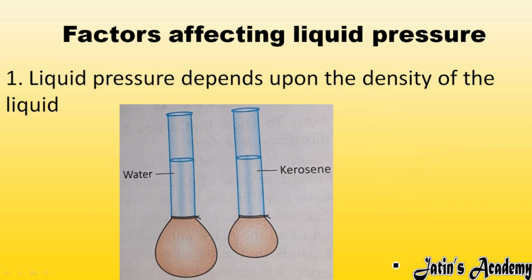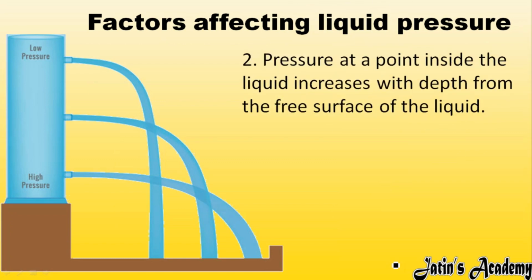Next, the second factor: pressure at a point inside a liquid increases with depth. When we go further down into the sea or into any container, for example, in this container where water is poured, at the base of the container the pressure exerted by the liquid is at its maximum. Here the pressure is very high, but at the upper point the pressure is very low. So when we go deeper and deeper below the surface of a liquid, the pressure exerted by the liquid is very high. It increases with depth.